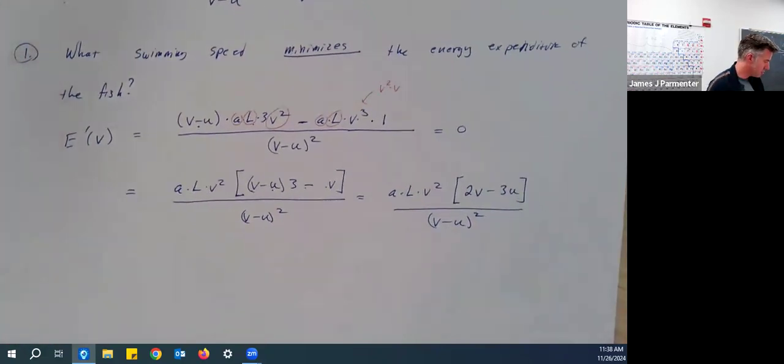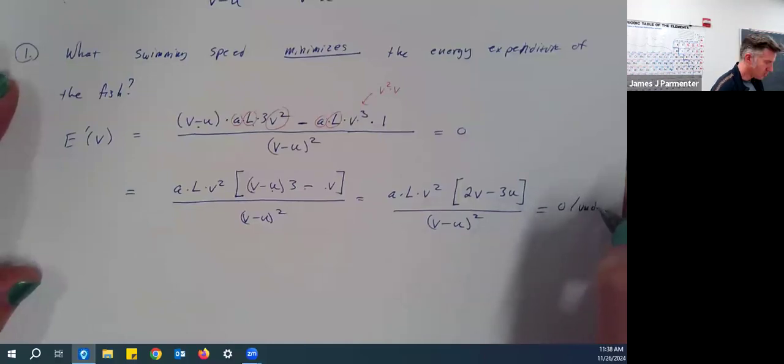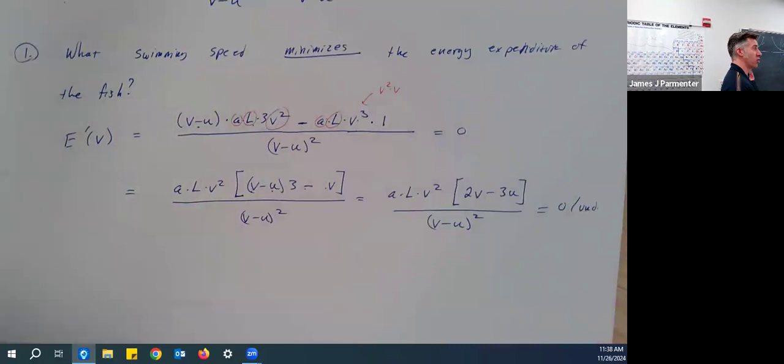So, I see, well, that's interesting. Okay. How many critical values do I see? If I'm setting this either to be equal to 0 or undefined, what's one potential critical value for sure?